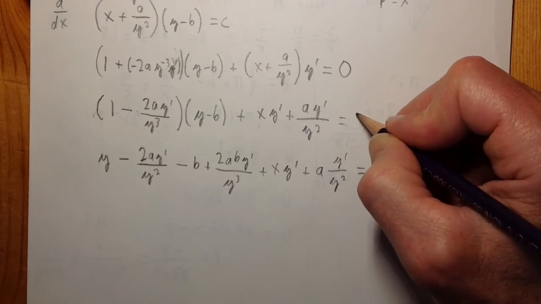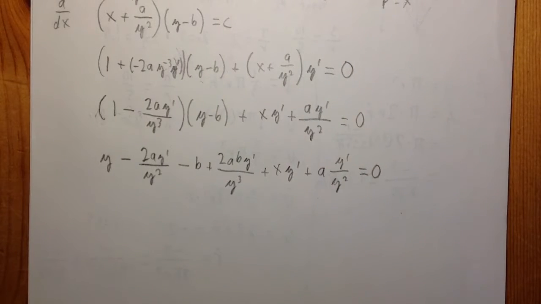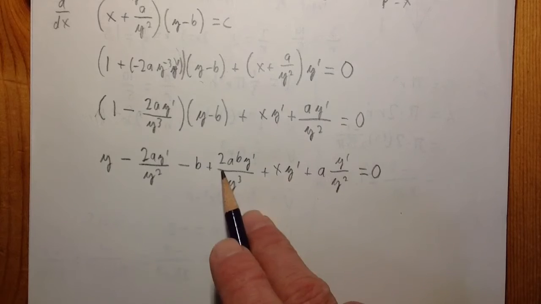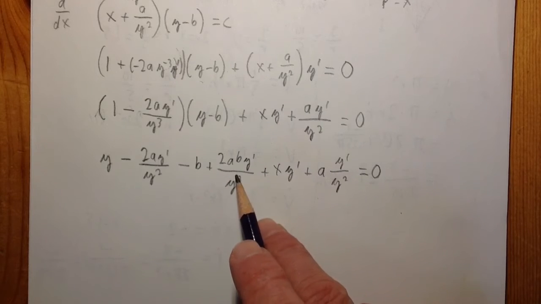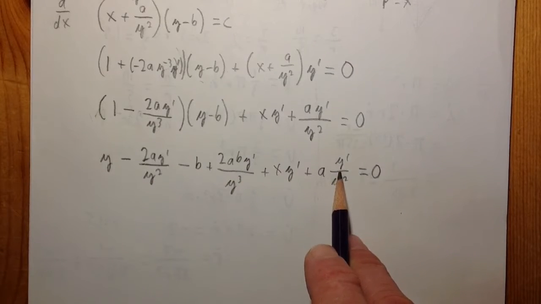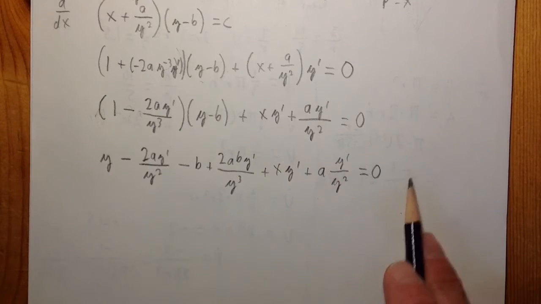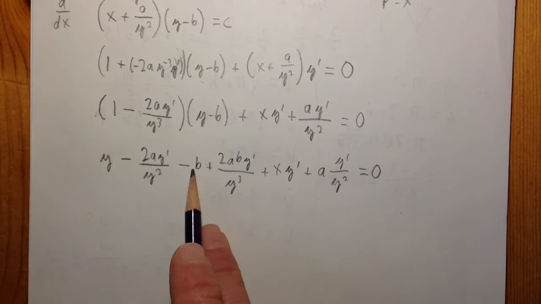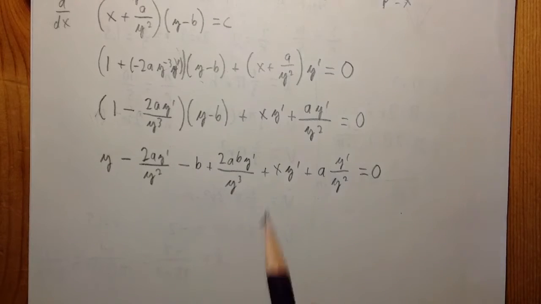That all equals 0. Okay, we want an equation for y prime. So we take out the y prime. There's 4 y primes here. That's crazy. So we have a y prime, 1 here, 1 here, 1 here, 1 here. So we put all those terms together, and everything without a y prime I'm going to put on the other side, which isn't much. That's just the y and the b.